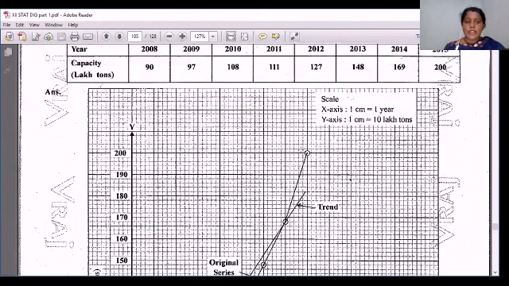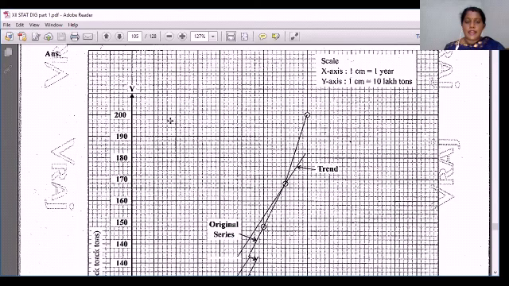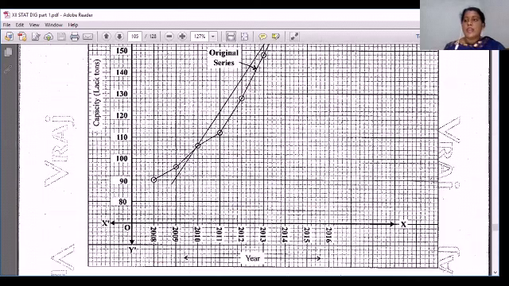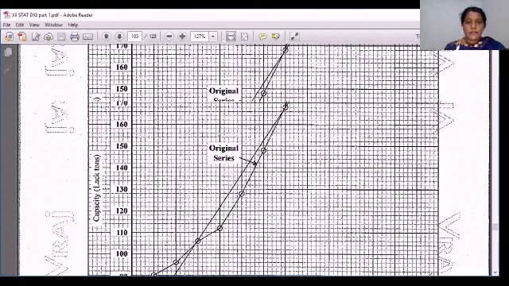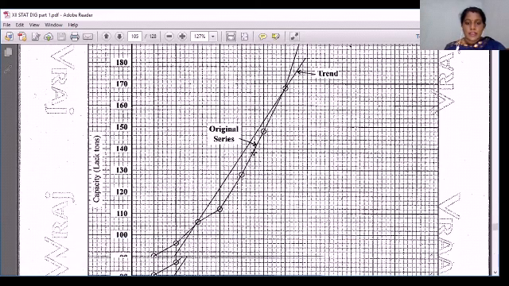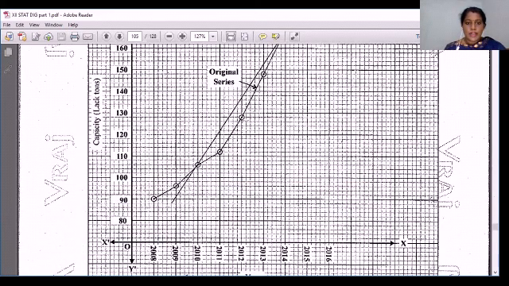And see, in the year 2008 it is 90. Here the graph is drawn on graph paper now, so we can clearly come to know where the numbers are located. In 2008 it is 90. See, 90 is clearly seen. 2009 it is 97. 2010 it is 108, and 2011 it is 111. Then it comes to 127, right?